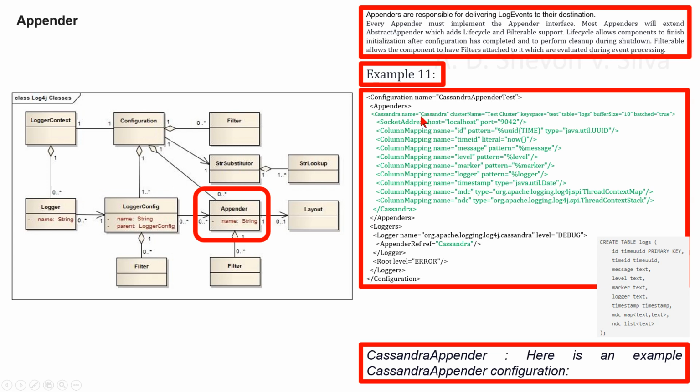Here the parameter name string, the name of the appender. Parameter name cluster name string, name of the Cassandra cluster to connect to. Parameter name key space string, name of the key space containing the table that log messages will be written to. Table string, name of the table to write log messages to.